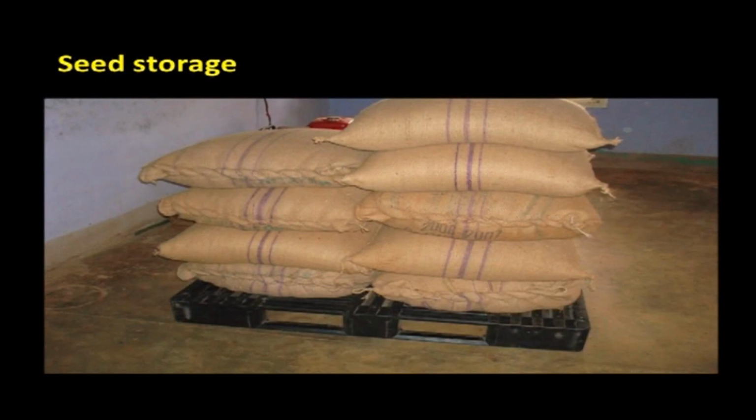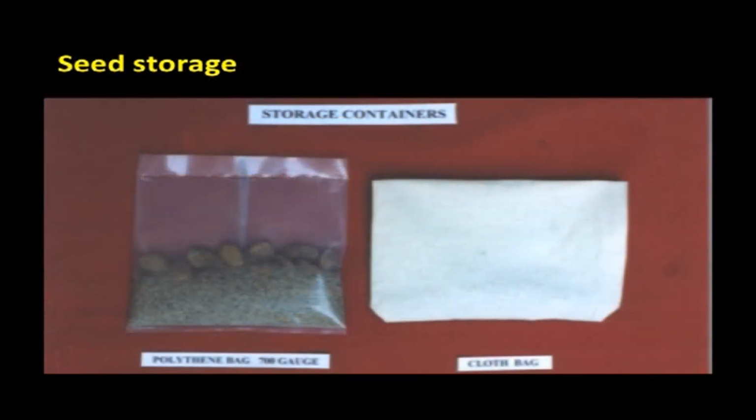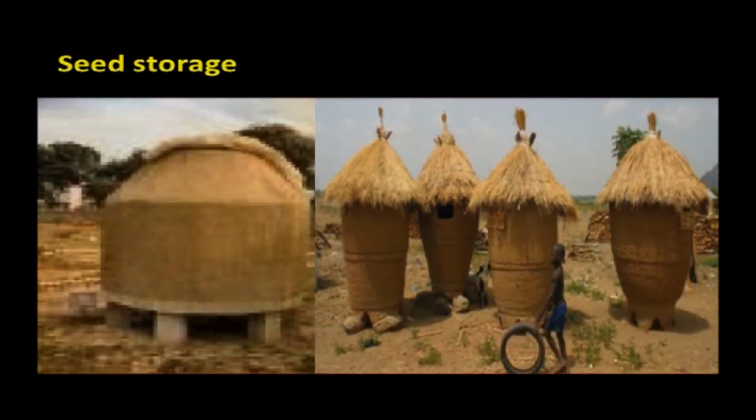Then the last point is seed storage. During seed storage, the type of container is important. It should vary based on the chemical composition of the seed, and whether it is short term or long term storage. If it is short term storage, we can store it in a gunny bag. For long term storage, we can store it in a polyethylene bag, polypropylene bag, and also moisture vapor proof containers.